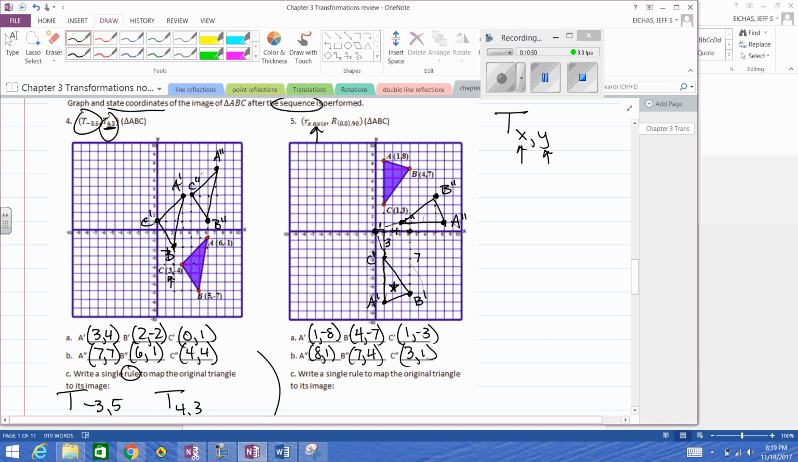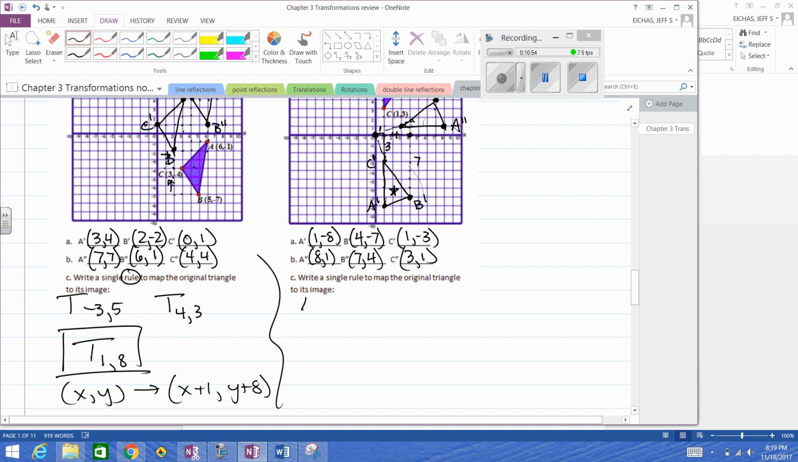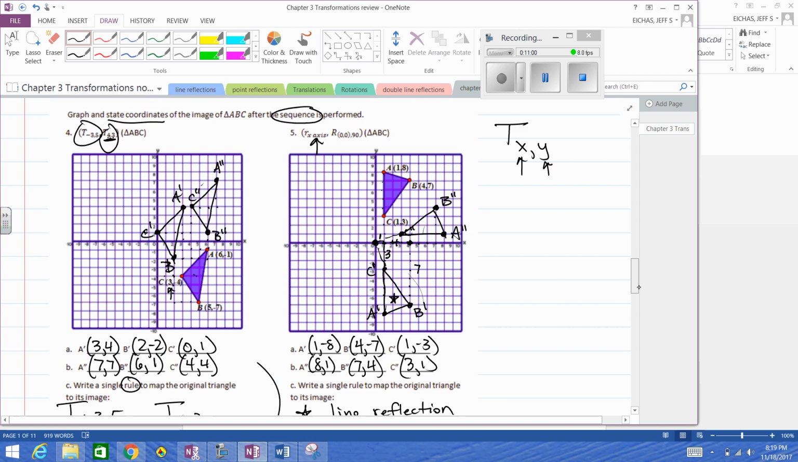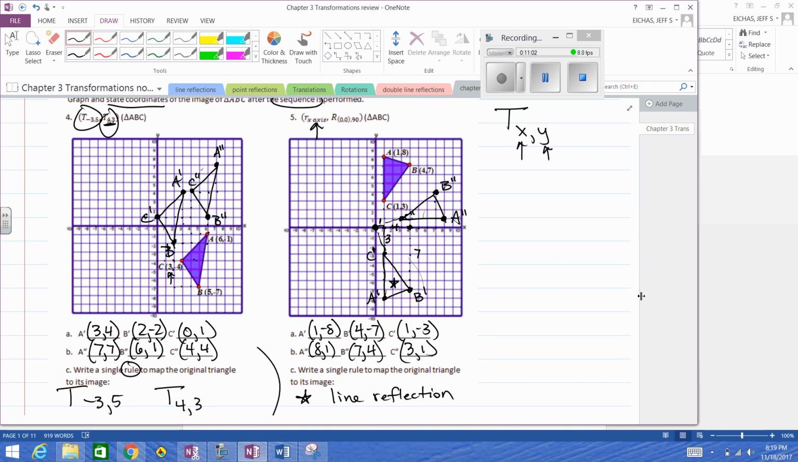Okay, write the single rule. All right, tricky. It's got to be some kind of line reflection. It's the only thing I know to start out with. Why? Well, when we reflect it, it switched the orientation. Then if we proceed to rotate, it keeps that orientation. So overall, the orientation is still switched. It has to be a single line reflection.